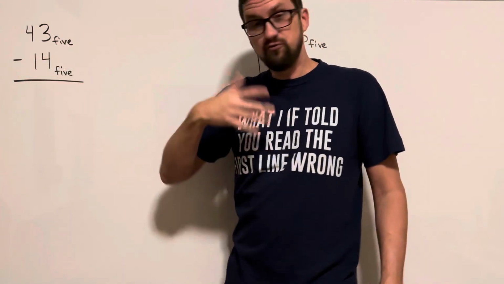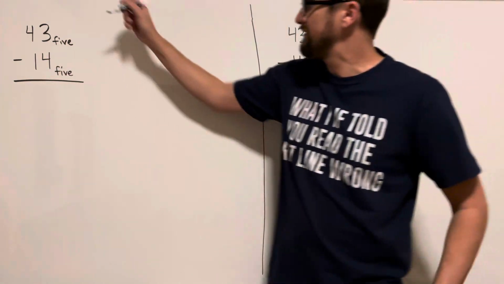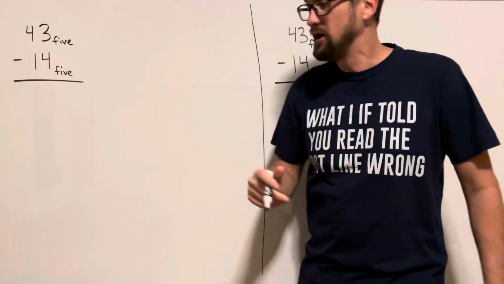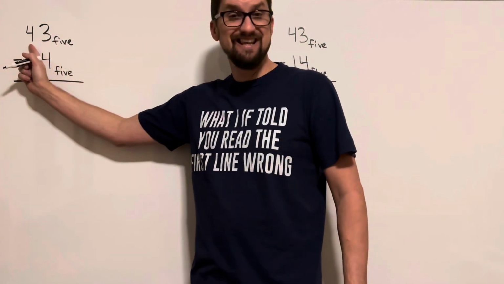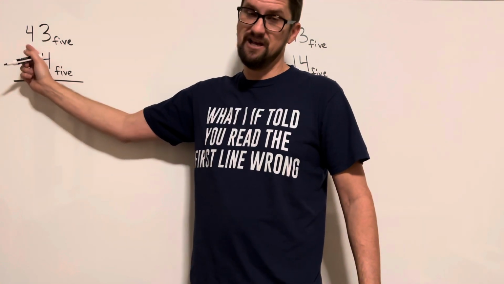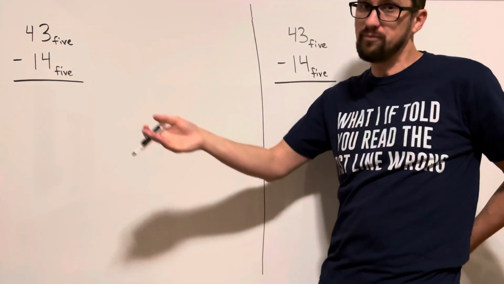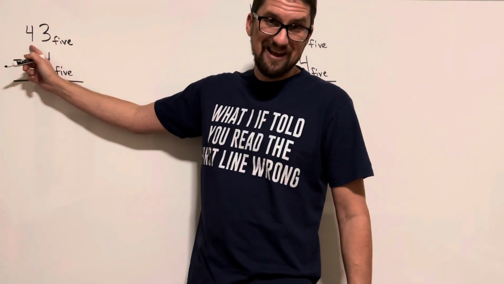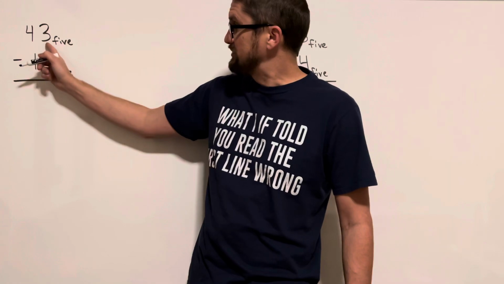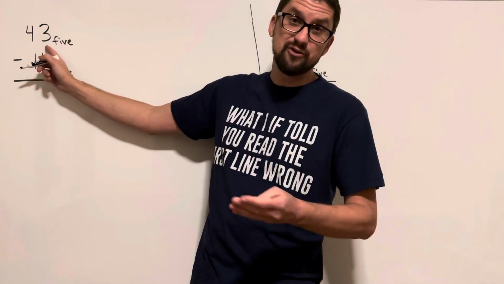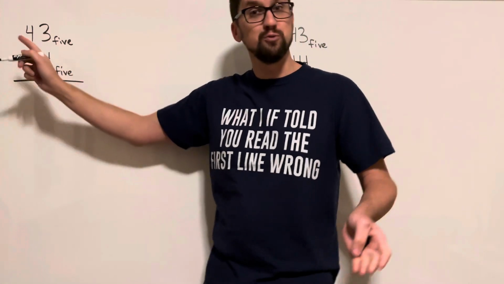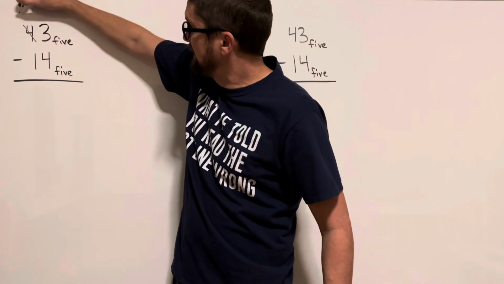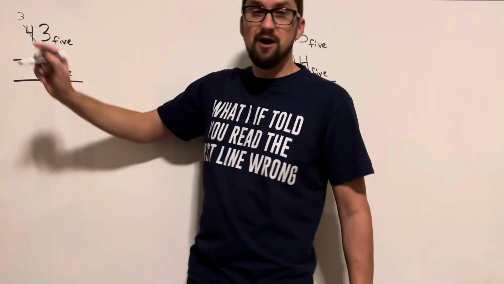3 minus 4, we don't have more ones up top than on the bottom, so I'm going to have to borrow from, in this case, the 5's place. If it was normal subtraction in base 10, you would borrow groups of 10. But in this case, I'm going to borrow a group of 5. I'm in base 5 here, so the 4, 3 base 5 means I have 3 groups of 1 and 4 groups of 5. So I'm going to borrow a group of 5.